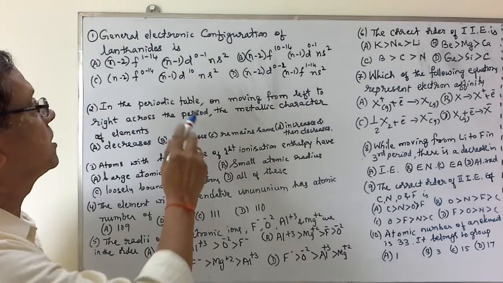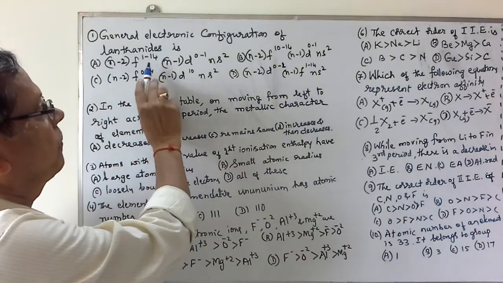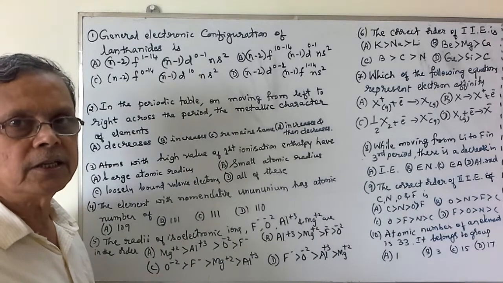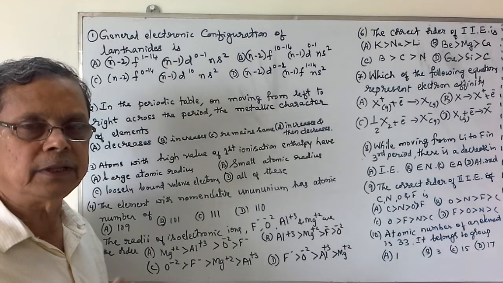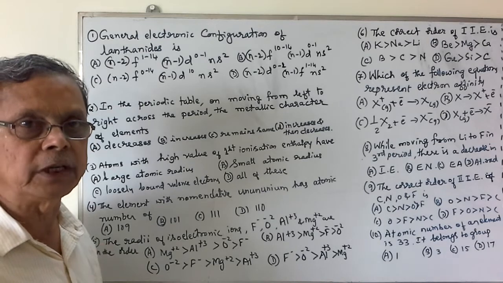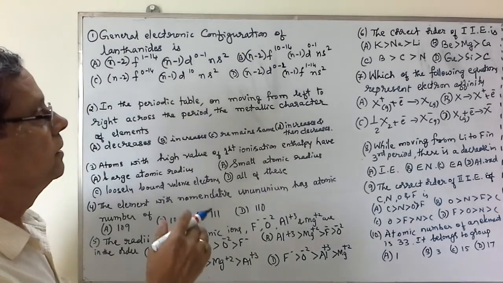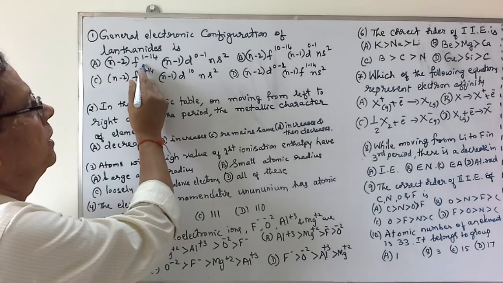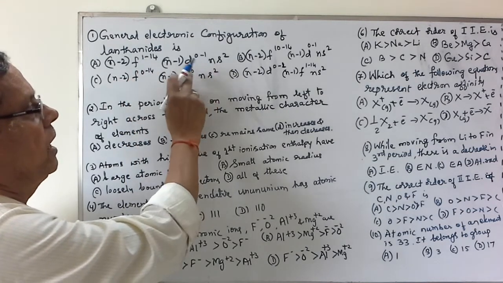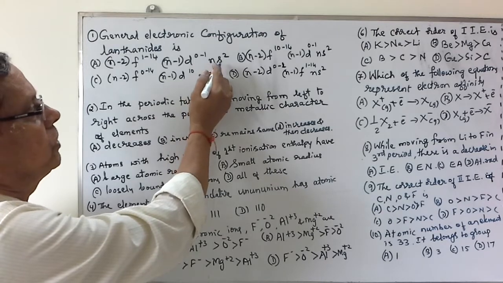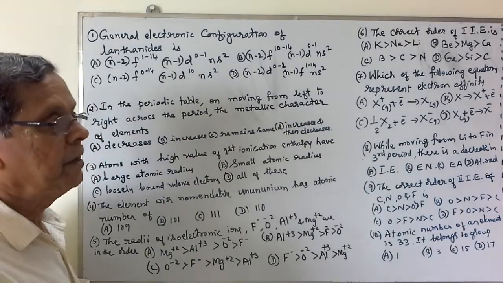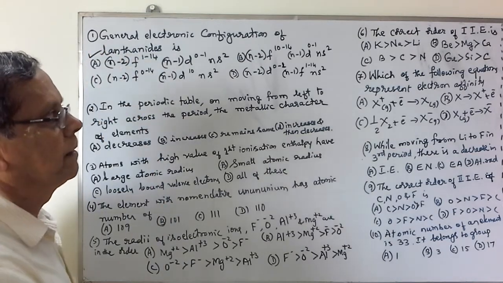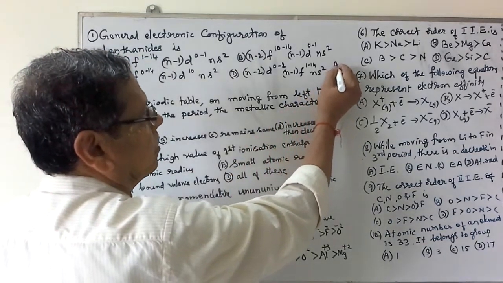That's why the configuration is (n-2)f, (n-1)d and ns. Since the F orbital can have a maximum of 14 electrons, the correct configuration will be (n-2)f 1 to 14, and there may be no or one electron in the D orbital and 2 electrons in the S orbital. That's why the correct option for this one is A.